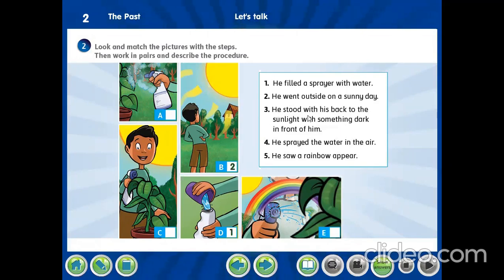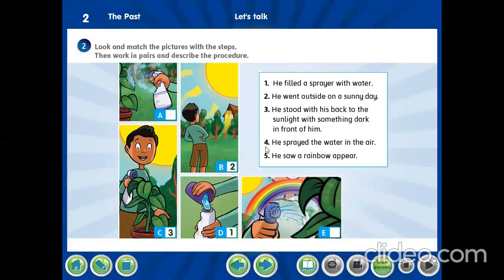Number 3: he stood with his back to the sunlight with something dark in front of him. The number 3 is this picture, okay? This, stood. What is, teacher, stood? Stood is the past of stand. Stand up. Do you remember stand up? Stood is the past of stand. Okay? This is the picture number 3.